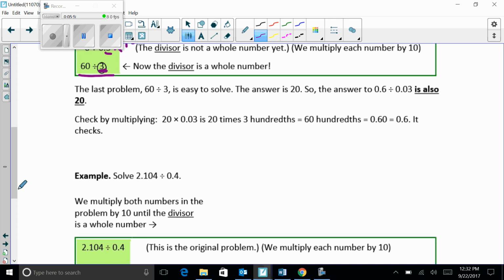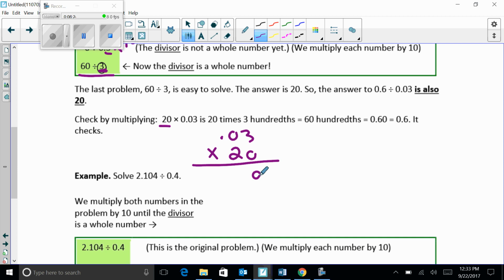Okay, and it says that you can actually check by multiplying that. So if we take our 20, which was our answer, and multiply it by the other piece, our divisor, we should see if we get the dividend as the answer. So I'm going to multiply 0.03 times 20, and we're just doing this to check and for me to prove to you that the answer is in fact the same.